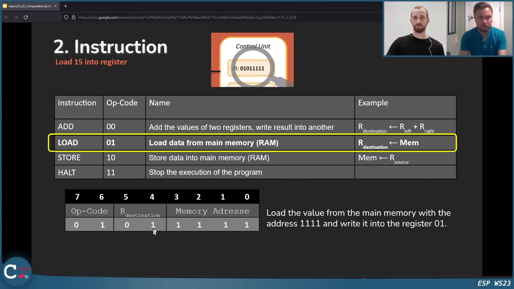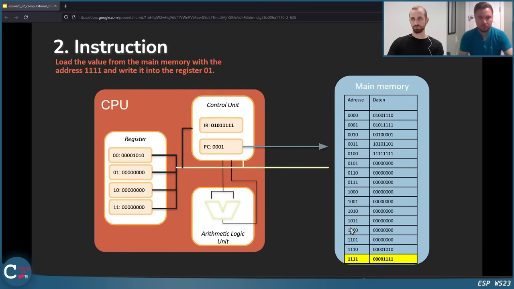Then we have a destination register. Where do we want to store the data? Last time we stored it in 00, the first register. Now we store it in 01, the second register. And from where do we get the value? From the memory address 1111. So in text: load the value from the main memory with the address 1111 and write it into the register 01. So again, this is the instruction. We load the value from this address into this register. Now we have both values, 10 and 15, in our registers, and now we can do the calculation.